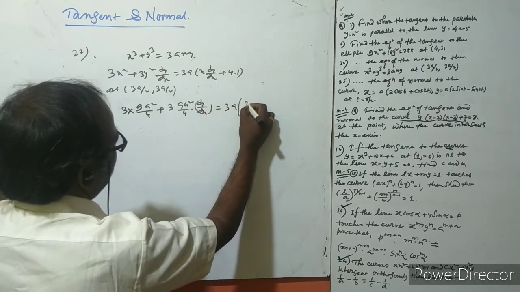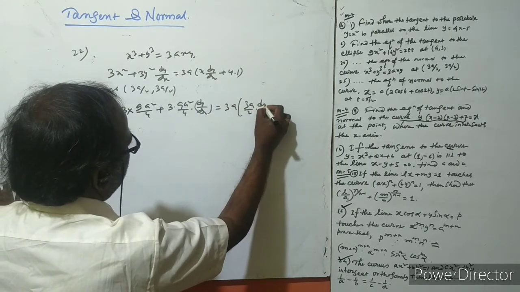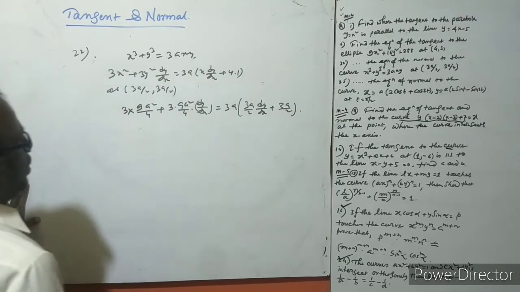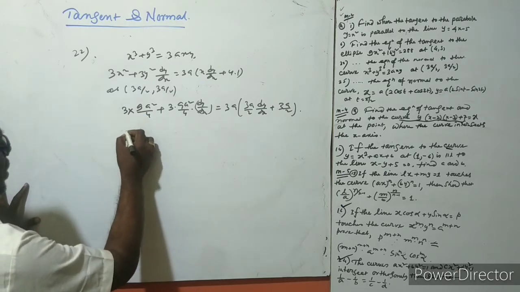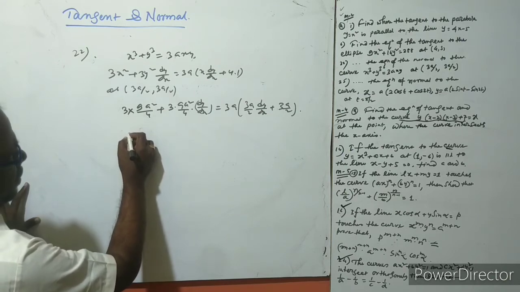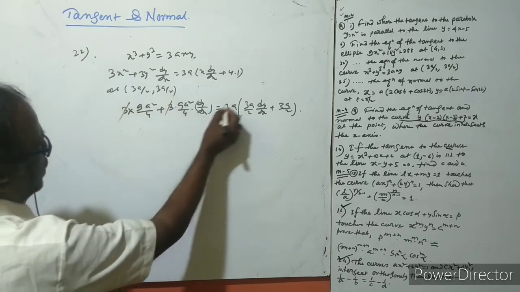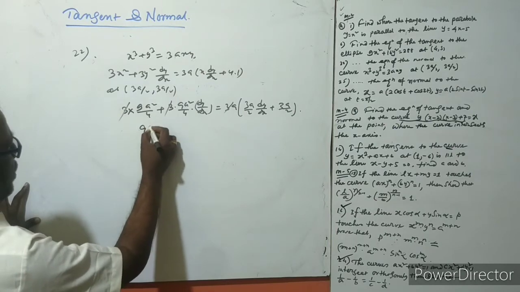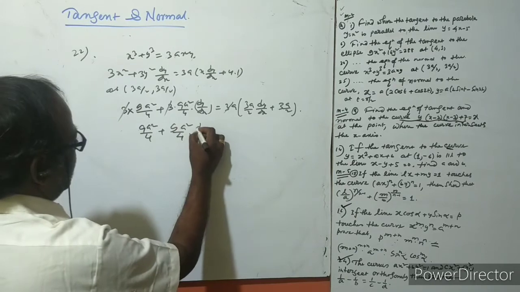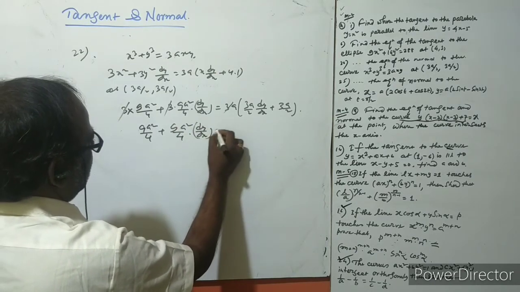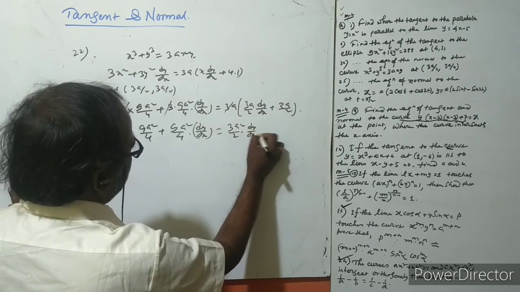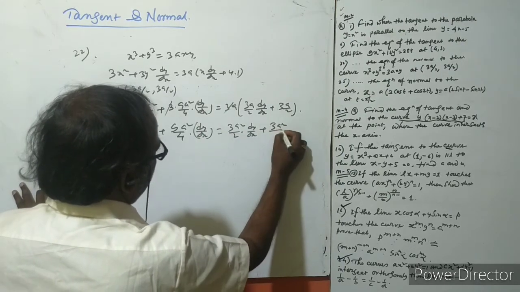Plus 3 into 9a squared by 4 on the left side, equals 3a into (3a/2 dy/dx plus 3a/2). So the 3s cancel. So 9a squared by 4 dy/dx plus 9a squared by 4 equals 3a squared by 2 dy/dx plus 3a squared by 2.